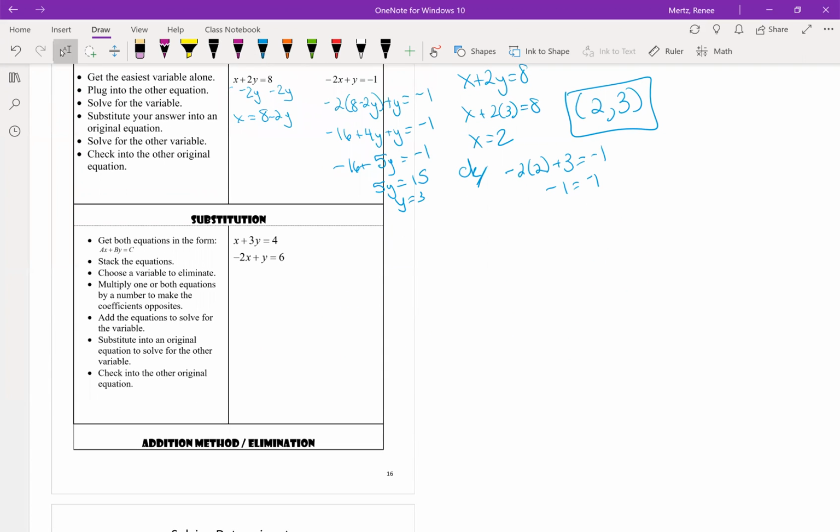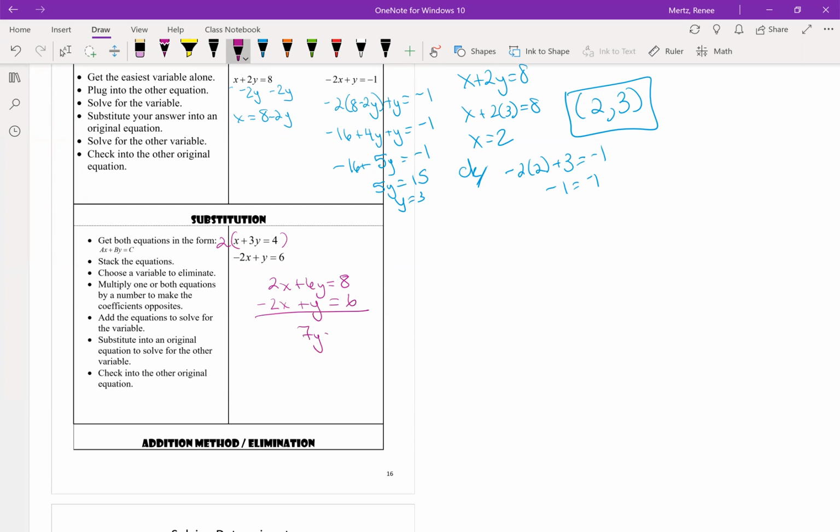This one is our addition method. So for this one, I multiply one of the equations by a number. So I'm going to choose to multiply the top equation by 3. Or I'm sorry, 2 to eliminate x's. So I have 2x plus 6y equals 8. If I wanted to eliminate y's, I would have multiplied the second equation by negative 3. So your choice there.